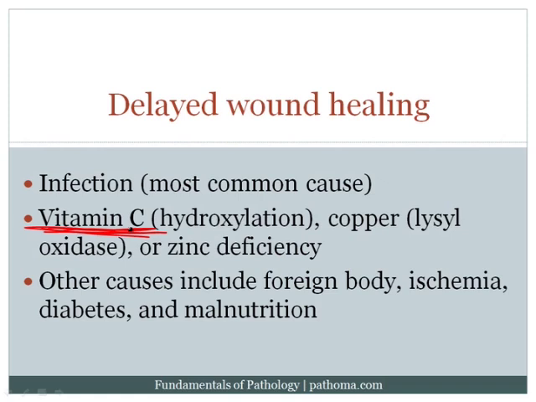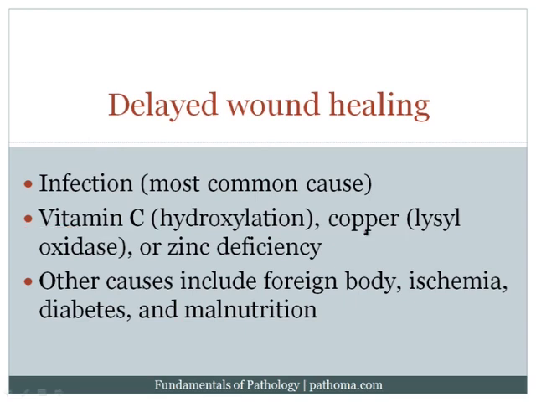Another important molecule that could result in delayed wound healing is lack of copper. If there's a copper deficiency, there can be delayed wound healing, because the enzyme that cross-links lysine and hydroxylysine to form stable collagen, lysyl oxidase, requires copper as a cofactor. So if there's a lack of copper, we won't be able to cross-link our collagen, and that would give us delayed wound healing.